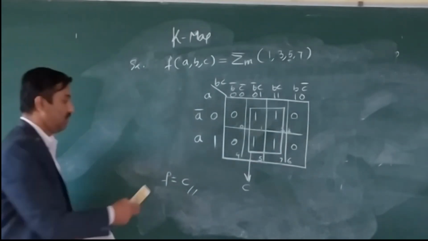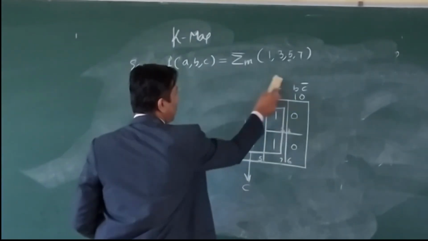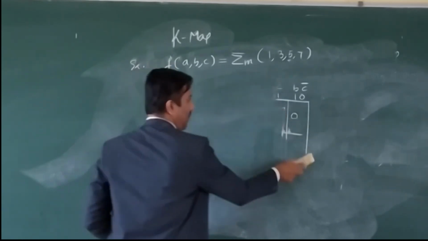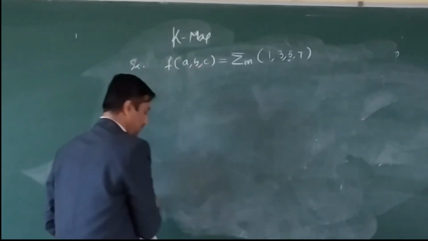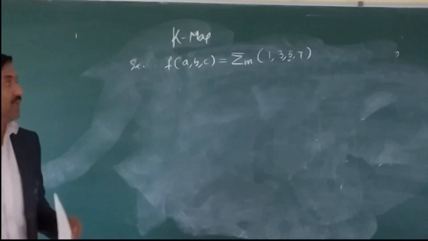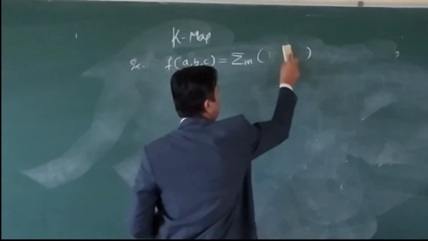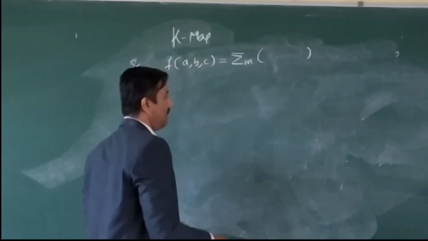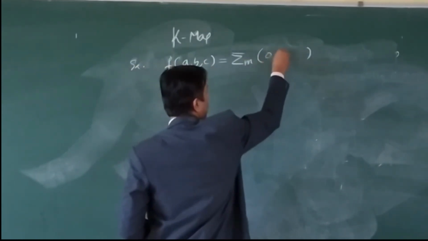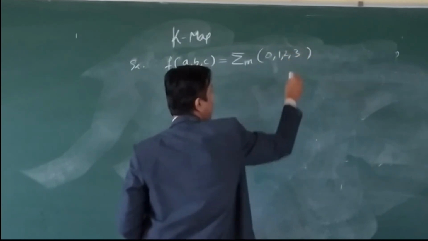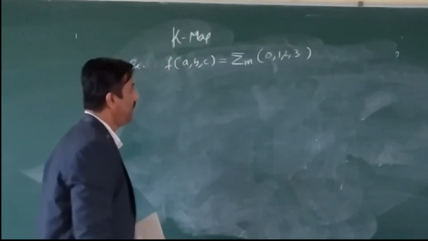Okay, so this is how. Let us take another example. Hope you have understood this. Now let me change the numbers. Let me take it as 0, 1, 2 and 3.